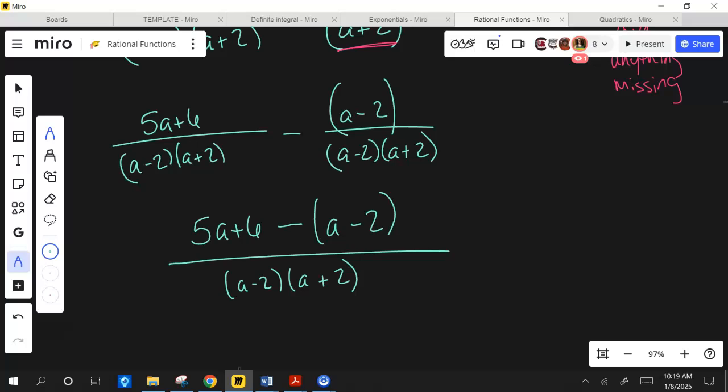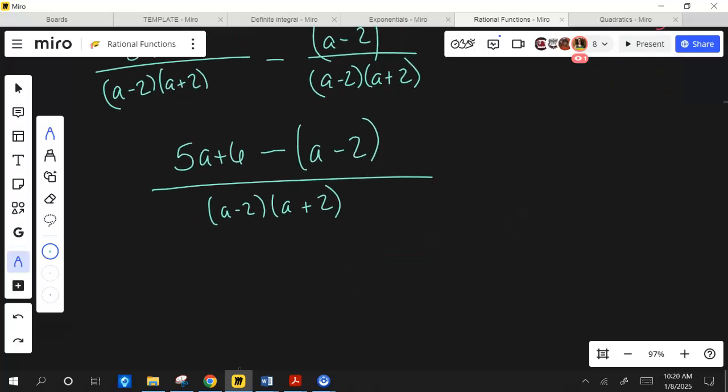All right. I cannot start canceling anything yet. Everybody wants to cancel here. I can't cancel this because I would be killing a kitten, right? You see that big minus sign that's not inside of parentheses and this plus that's not inside of parentheses? I cannot cancel yet. So, yes, I'm going to combine this top. I'm going to say 5a plus 6 minus a plus 2. Is that what you're talking about?